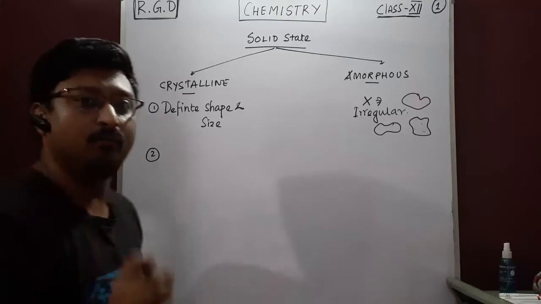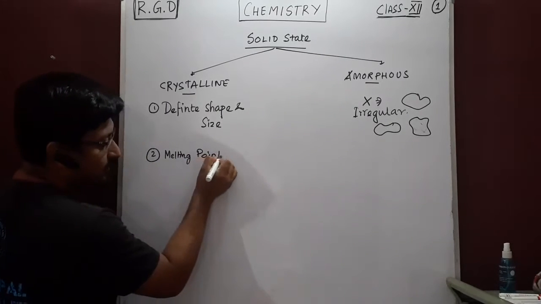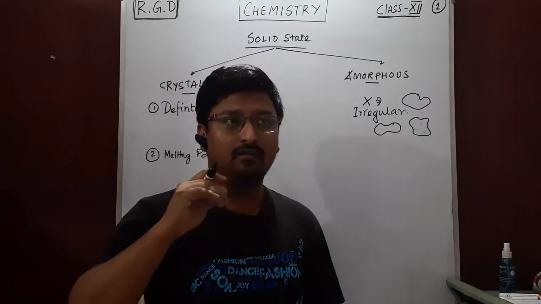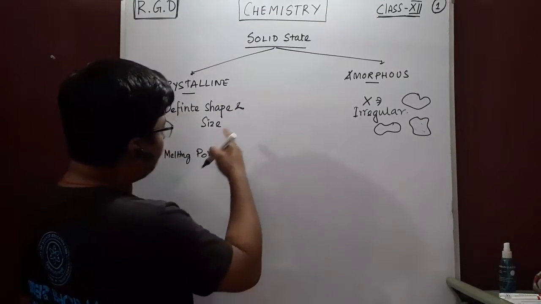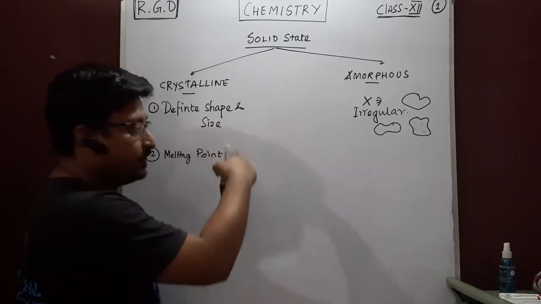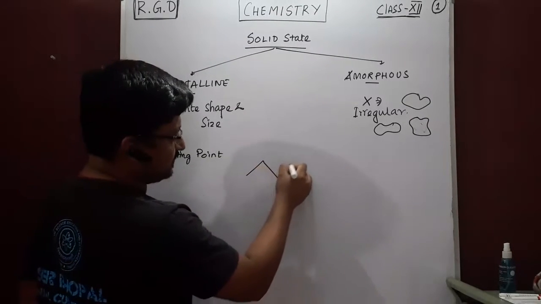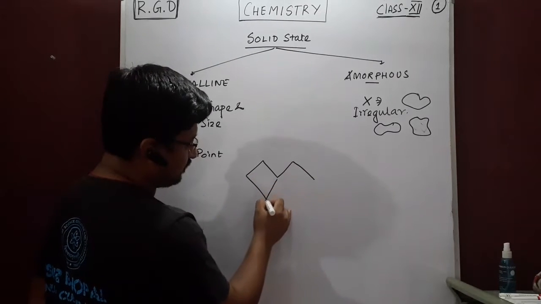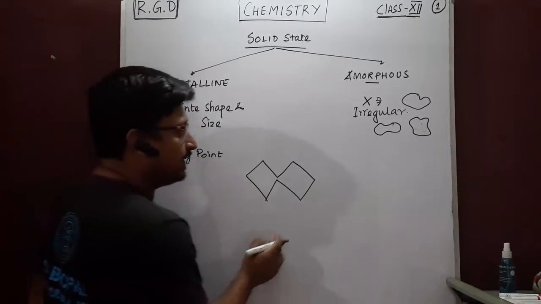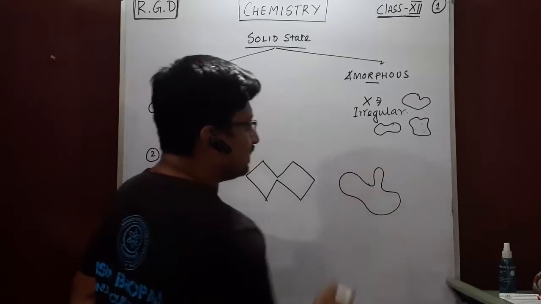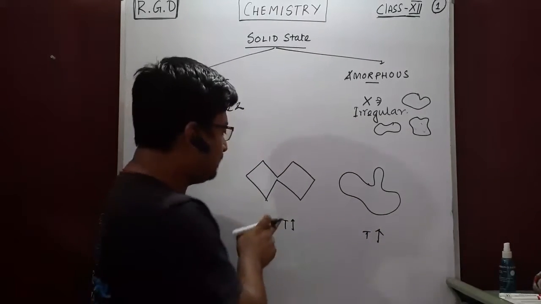Number two, melting point, which is a very important thing. When I say melting point, you think that I give a temperature and the solid body melts to liquid. Let's say you have this kind of arrangement, a crystalline arrangement with a regular, repetitive unit pattern, and this is an amorphous kind of arrangement. When I give heat in both cases, this will also melt, and this will also melt.